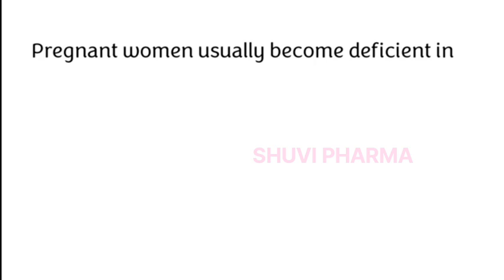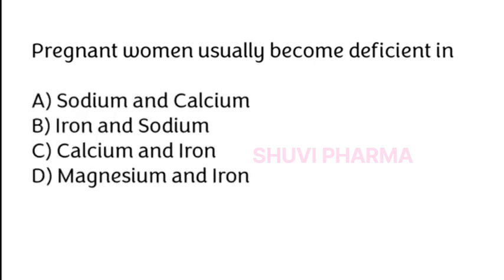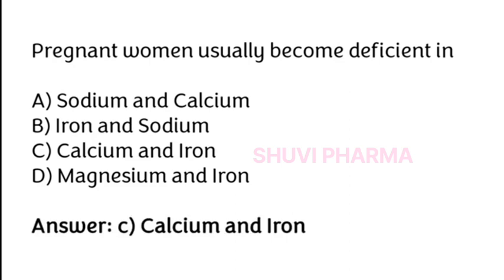Pregnant women usually become deficient in sodium and calcium, iron and sodium, calcium and iron, magnesium and iron. The correct answer is option C. Pregnant women usually become deficient in calcium and iron.